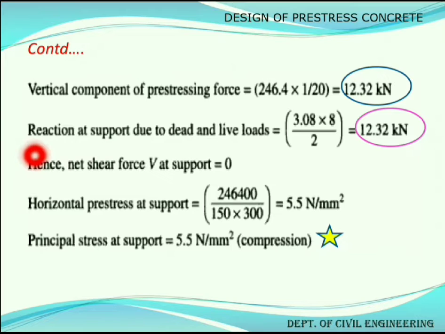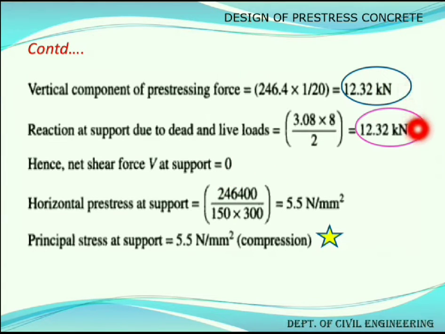So now next step, let us find the support reactions with dead load and live load, that is WL by 2. When we substitute the value, we find that the support reaction also is 12.32 kilonewton. So this is a unique situation where the reaction developed at the support, 12.32, is completely balanced by the vertical component of the pre-stressing force. Hence, the resulting net shear force at the support is 0.